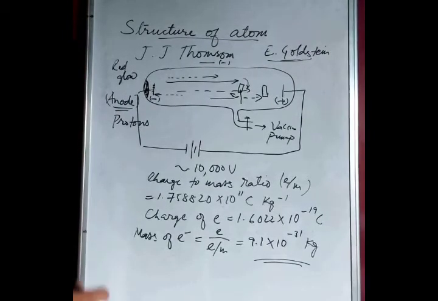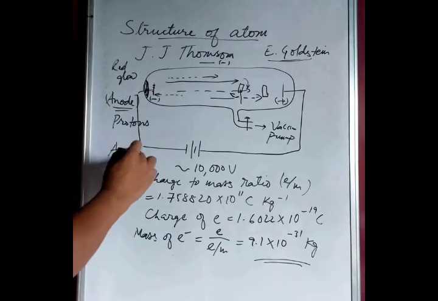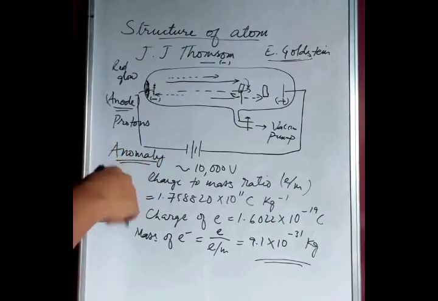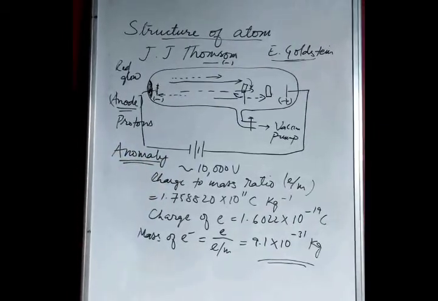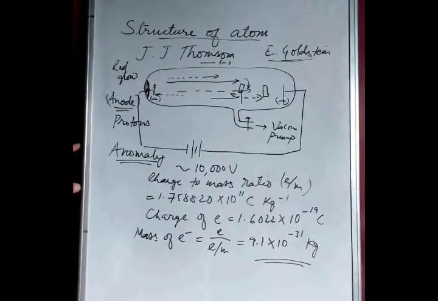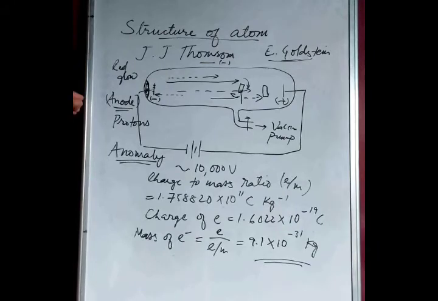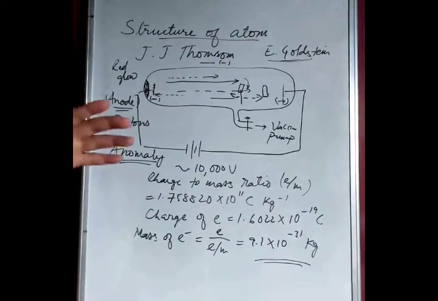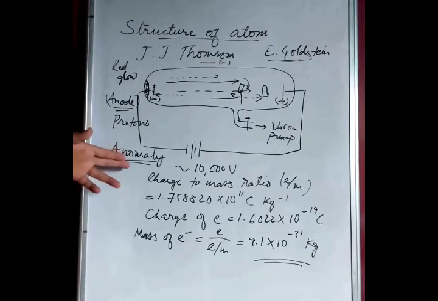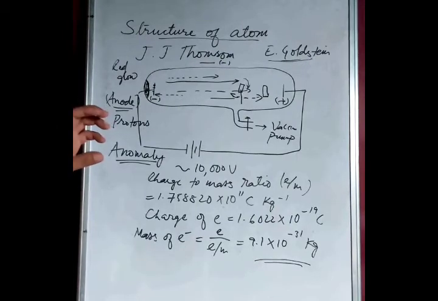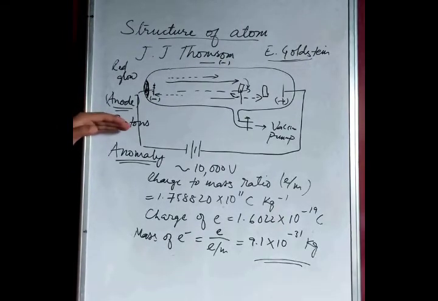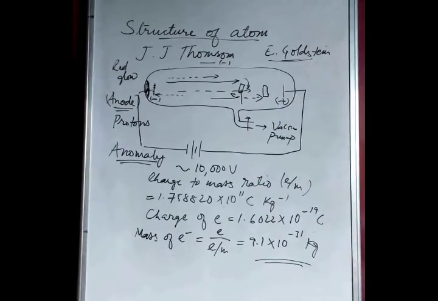Now, after the discovery of protons and electrons, there was an anomaly in determining the mass of an atom, except for hydrogen, where the mass of proton and the mass of electron adds up to the mass of the hydrogen atom. Except for hydrogen, the rest of the atoms showed an anomaly. That means they were short. When you put together the mass of protons and electrons, it doesn't add up to the actual mass.